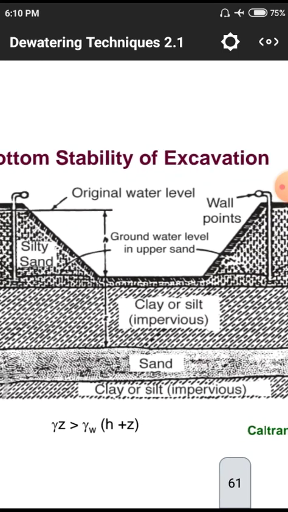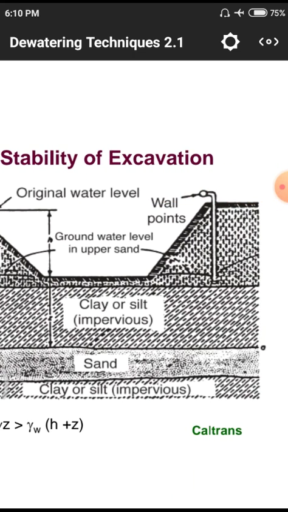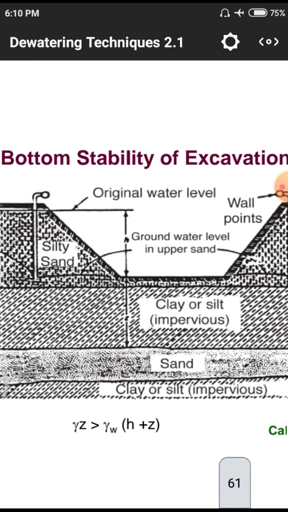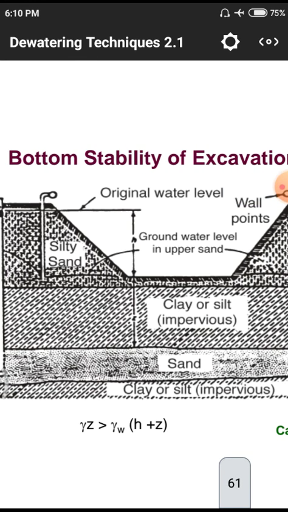We need to observe this closely for a better understanding of the properties. What are the different layers here? First of all, we have silty sand on the top layer itself, and on the top we have the original water level. After that silty sand we have clay or silt soil. After that we have sandy soil. Next we have clay or silty soil.